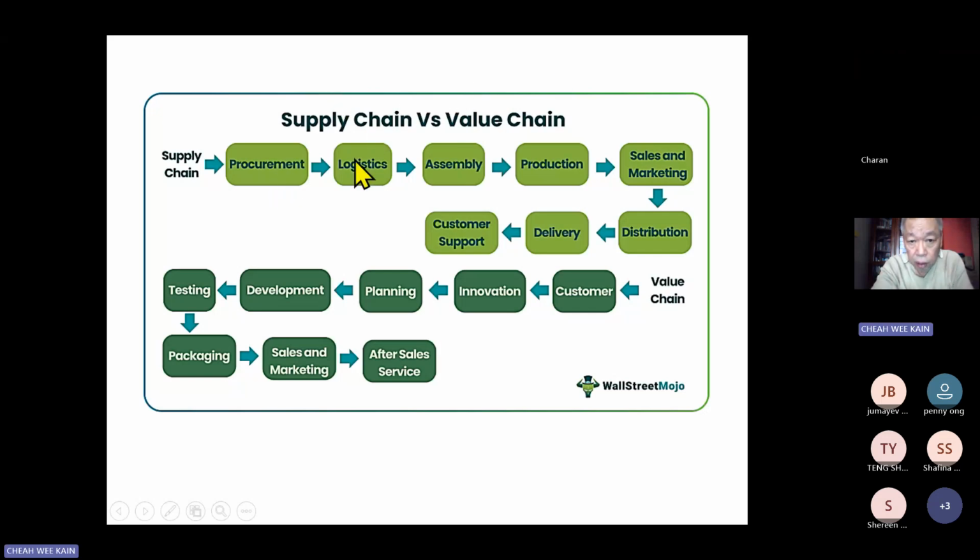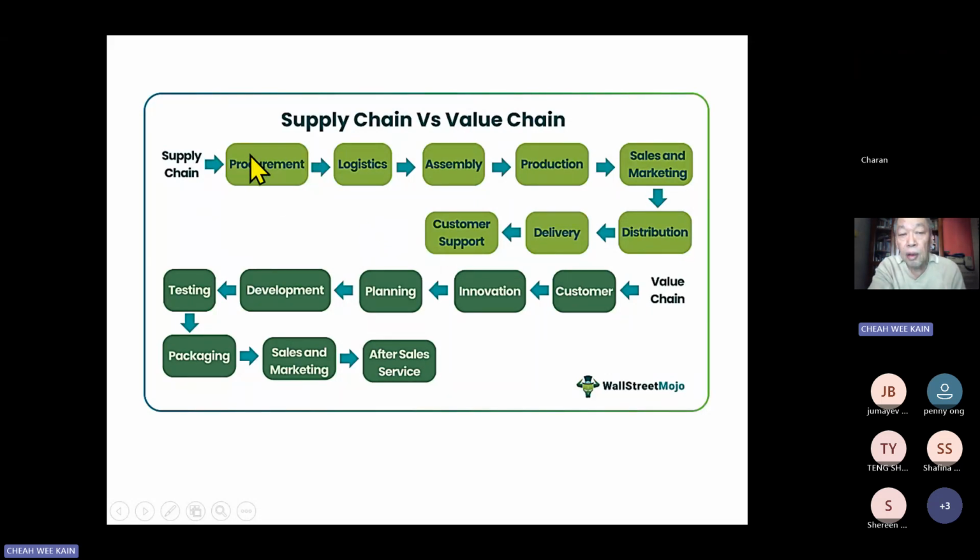Okay, procurement, logistics, practical. Then you have your own production. Hopefully it's JIT, just in time. Assembly, production, and sales and marketing. That's what you should do. Distribution, delivery, customer service. So this is the normal supply chain.